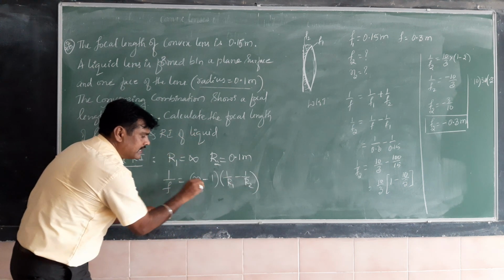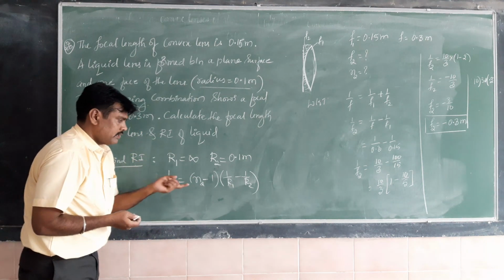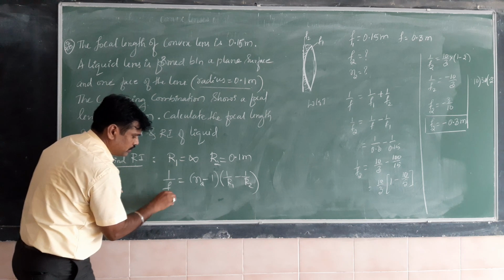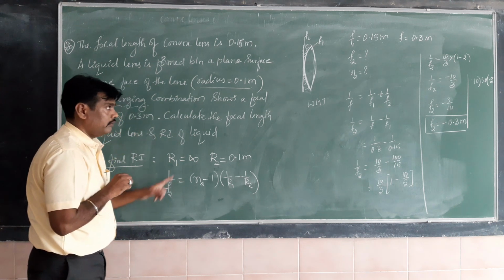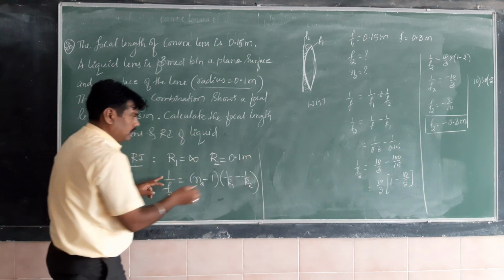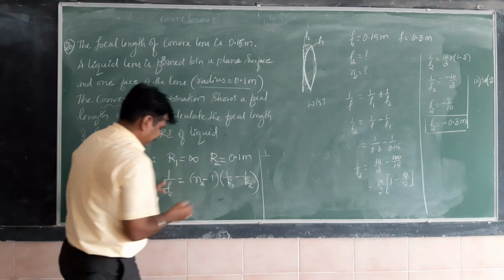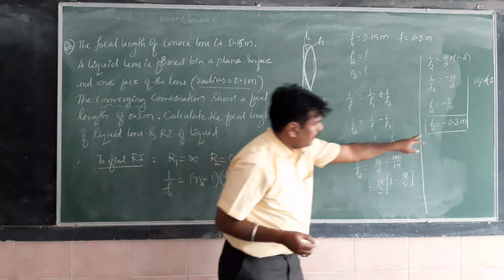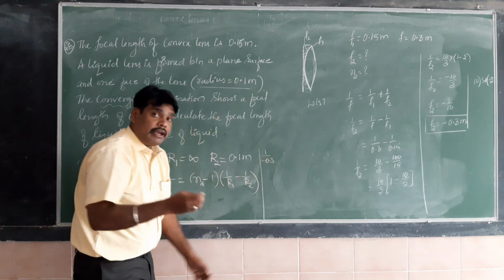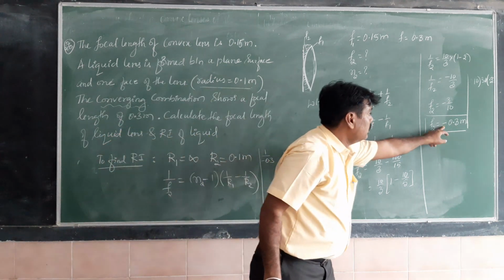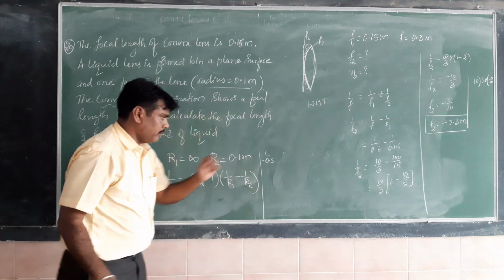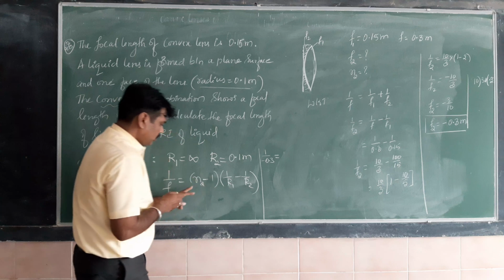I will call this refractive index N2 because it is made by liquid. So we have to substitute F2, because the focal length of the liquid lens is what we have to take. In the next step, if I substitute the values, 1 divided by, what is the value of F2? F2 we are getting as minus 0.3, minus 0.2. Why are we getting minus here? See here, the lens is concave in nature, that's why we are getting minus, which is equal to N2.